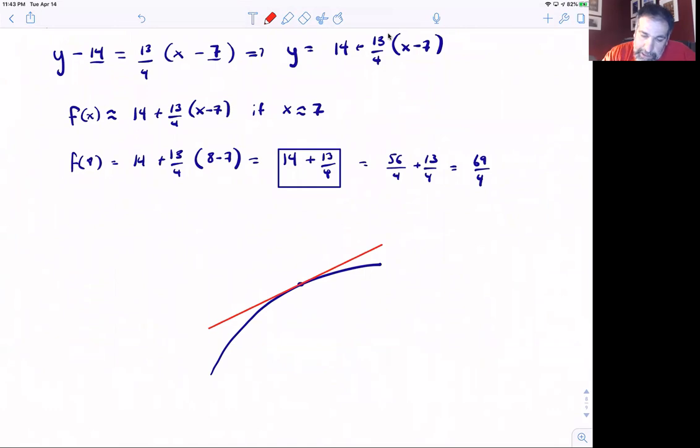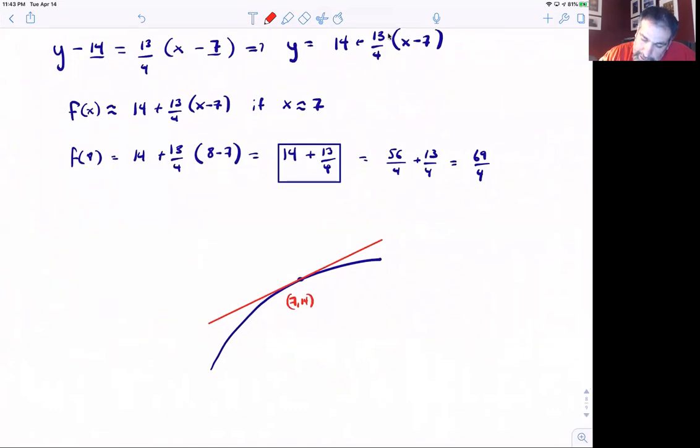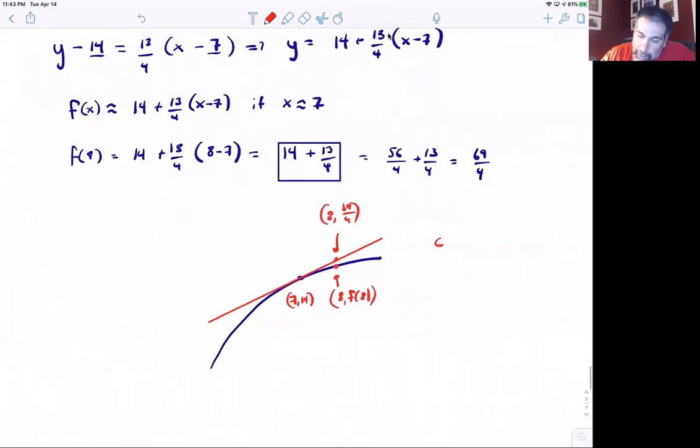So let's just say that this point right here was our point (7, 14). We're trying to move over one step and get to 8. So there is the point we're actually after. That's 8 comma f of 8. But because they asked us to do the linear approximation, we're actually computing this point right here, which is 69 over 4. So that means we have an over approximation.